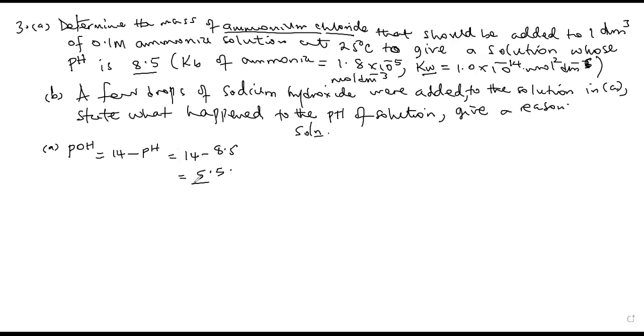So if you get pOH as 5.5, we need to get the concentration of ammonium chloride first, because when ammonium chloride was added to ammonia solution, a buffer was formed. So allow me to say pOH is equal to pKb, because we are dealing with a basic buffer, plus logarithm of the concentration of ammonium chloride out of the concentration of aqueous ammonia. Substitute pOH as 5.5 is equal to pKb.